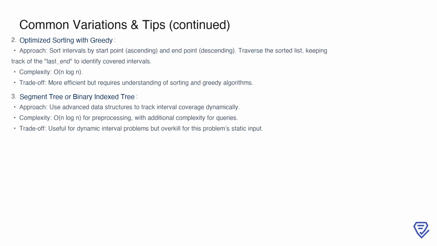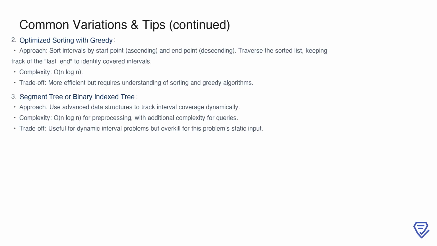For an optimized solution, sorting combined with a greedy approach is the way to go. By sorting intervals by their start points in ascending order and their end points in descending order, you can ensure that covered intervals are easier to identify. Once sorted, a single traversal of the intervals allows you to track the last_end variable, which helps determine which intervals are covered. This approach has a time complexity of n log n due to sorting, making it much more efficient than brute force for larger datasets. However, it requires a good understanding of both sorting mechanics and greedy algorithms.